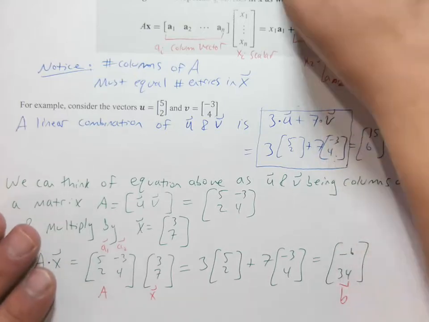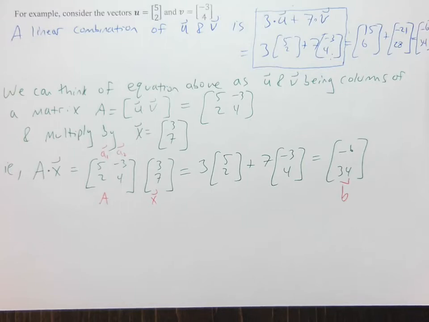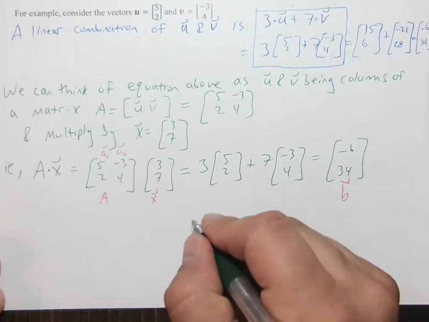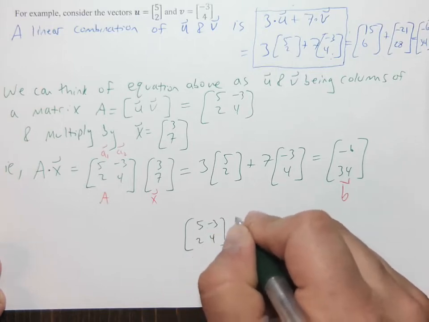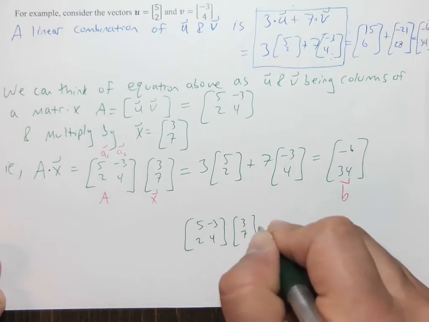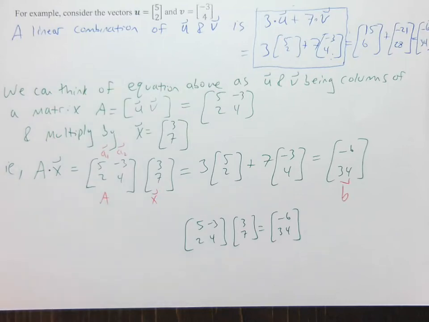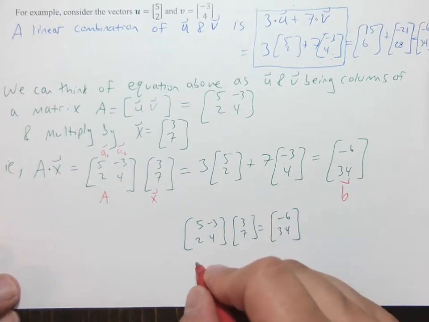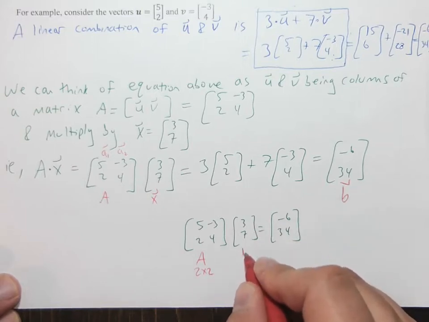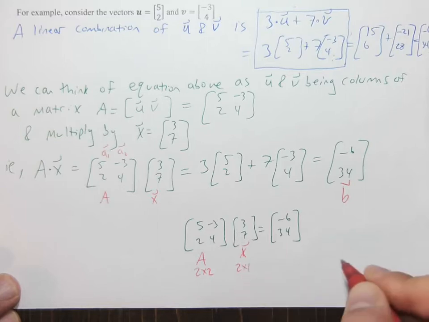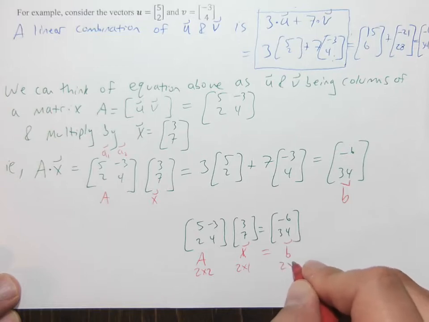Just to drive that home, I want to write out the whole matrix equation AX equals B. So AX equals B became 5 minus 3, 2, 4. That's the A. X was 3, 7. And it equaled, after we did all that, minus 6, 34. And so we multiplied a matrix, a 2 by 2 matrix, by a 2 by 1 column vector X. And then we ended up with a 2 by 1 column vector B.